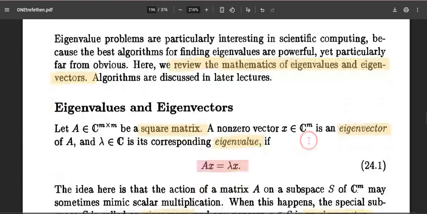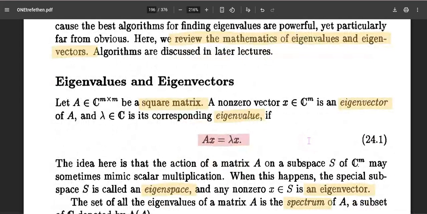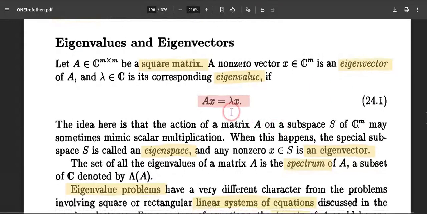So, consider equation 24.1, Ax = λx. A is a square matrix. The vector x which satisfies this equation is termed an eigenvector, and λ is an eigenvalue. The set of all vectors which satisfy this equation forms an eigenspace, and an element in that eigenspace is termed an eigenvector. Similarly, the set of all values λ which satisfy this equation are termed eigenvalues, and the set of eigenvalues is termed the spectrum of A.